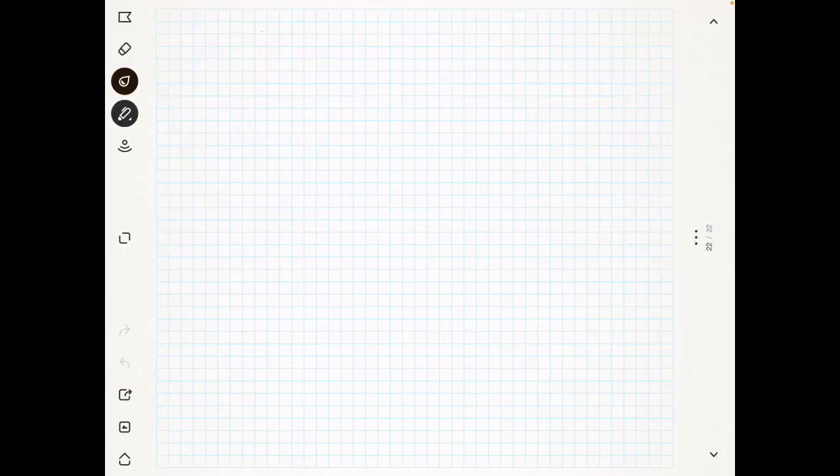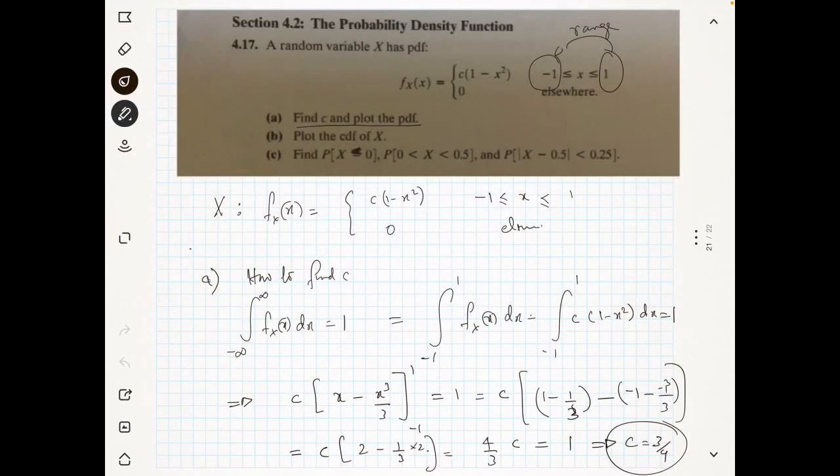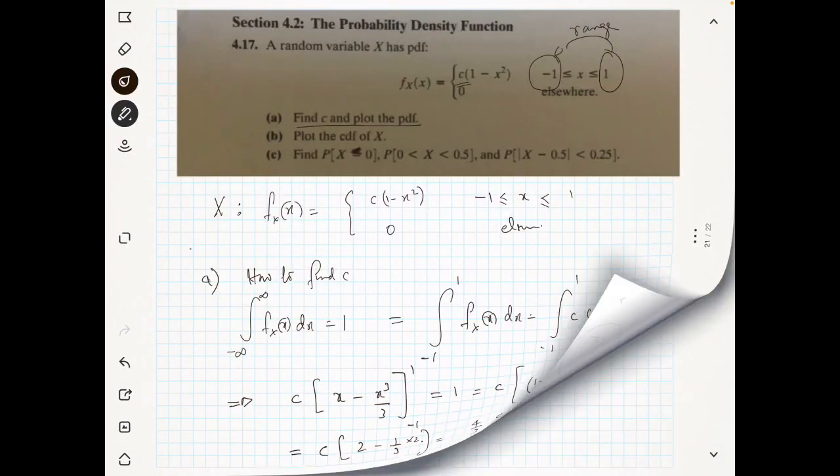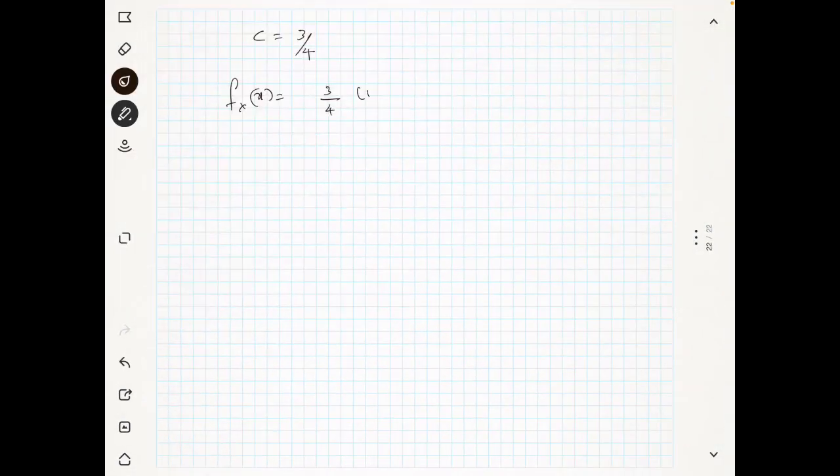So you got your c by integration and solving the equation. So your fx of x will be equal to 3 by 4 multiplied with 1 minus x square, because you see here it is c, for x between minus 1 and 1. Okay, and this is 0 otherwise. So we can now plot the PDF.